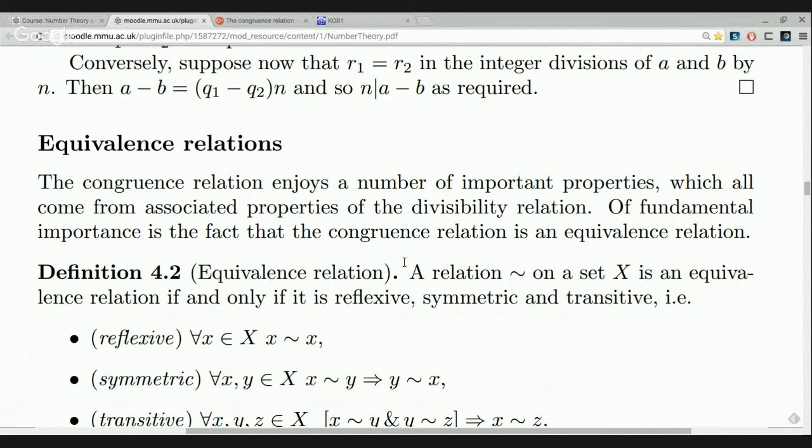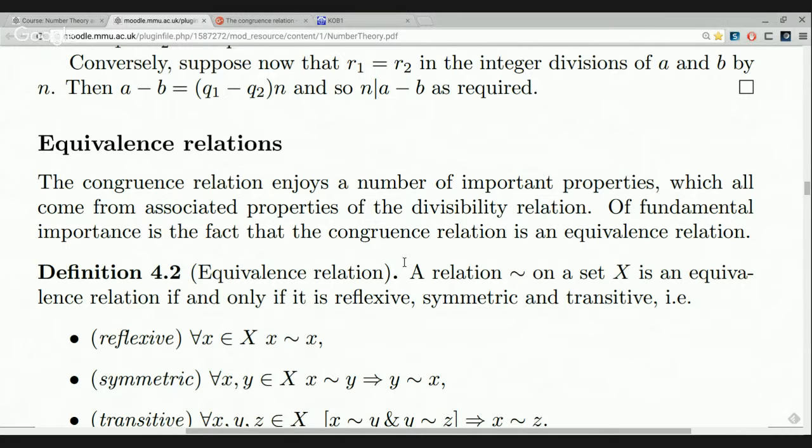Now, the nicest kind of relations you can have are these so-called equivalence relations. They're the ones that act in a very similar way to equality. Equality is the most important relation out there, maybe: whether two objects are the same or not.